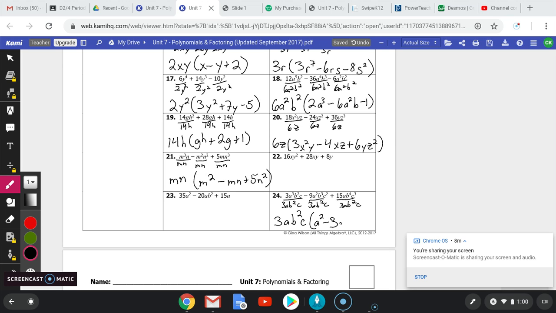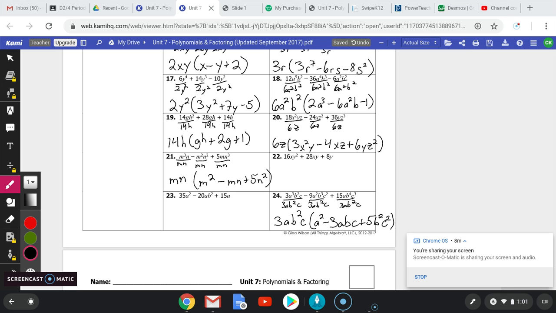A squared divided by a is a. B cubed divided by b squared is b. C squared divided by c is c. Plus 15 divided by 3 is 5. The a's cancel. B to the 4th divided by b squared is b squared. C cubed divided by c is c squared. And that, ladies and gentlemen, is how you factor polynomials using GCF.